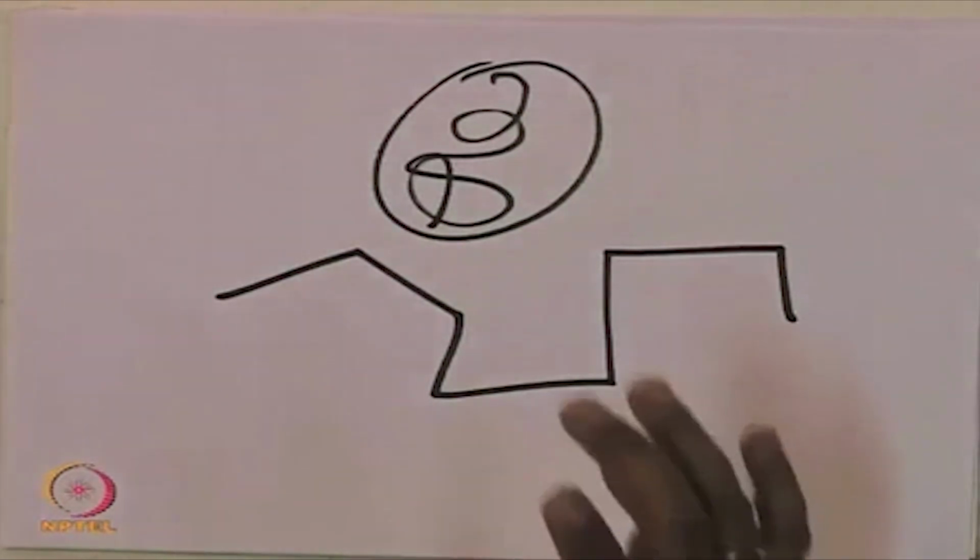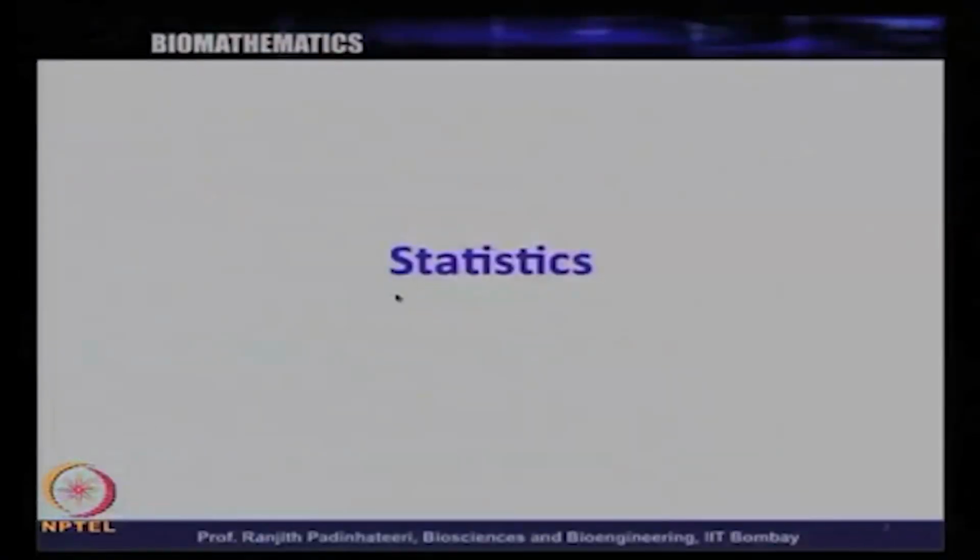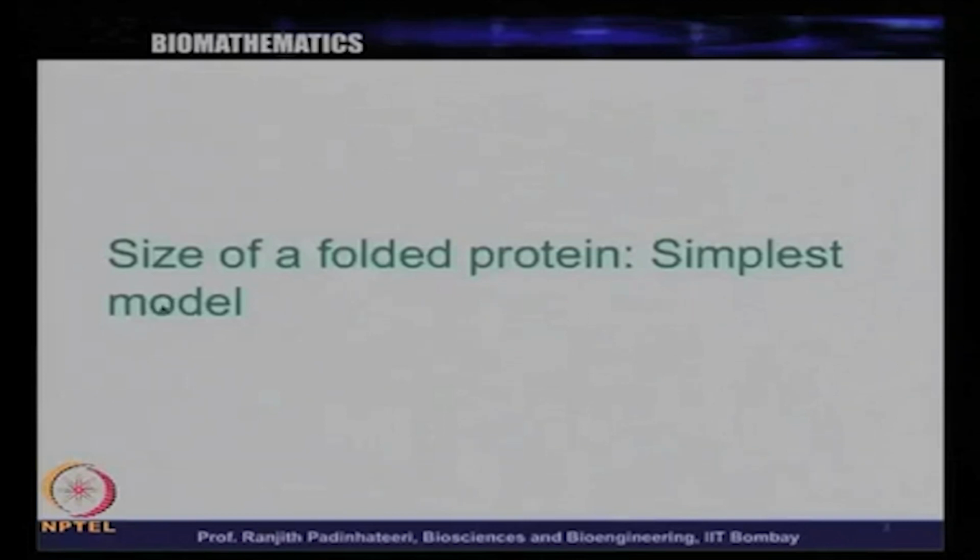So, first we will discuss the size of a folded protein, and then we will come to a slightly different distribution and discuss some more about distributions. The main theme is statistics itself, that is the bigger theme of today's lecture. Specifically, part 1 of this lecture will be the size of a folded protein, a simplest model. So, what is the simplest model for a folded protein?